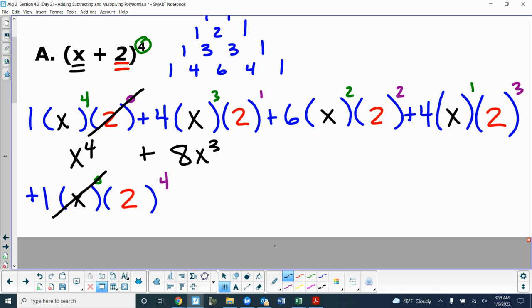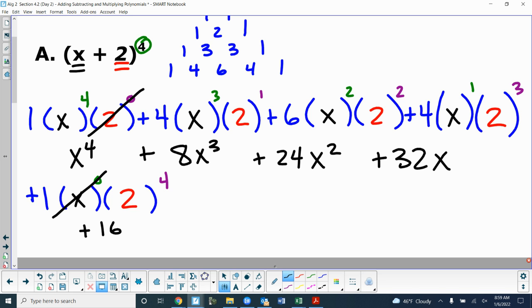What's 2 squared? 4 times 6, 24. X to the second. What's 2 cubed? 2 times 2 is 4, times 2, 8. 8 times 4, 32. X to the first. And then what's 2 times 2 times 2 times 2? 16 times 1 is 16.